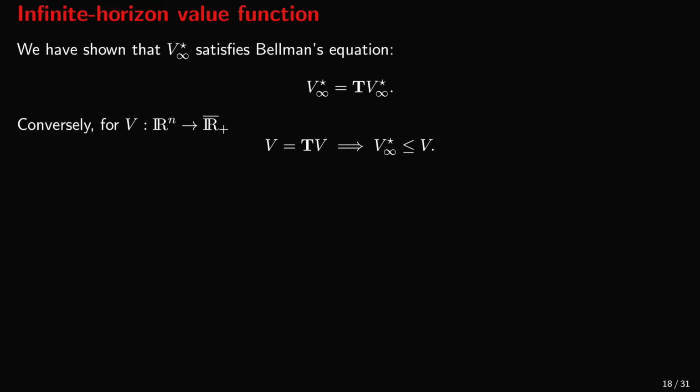Conversely, if v is a fixed point of t, that is, if v is equal to tv, then v infinity star is below v. This means that v infinity star is the smallest fixed point of t.